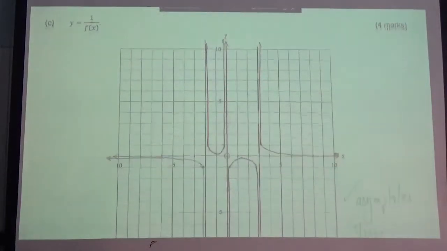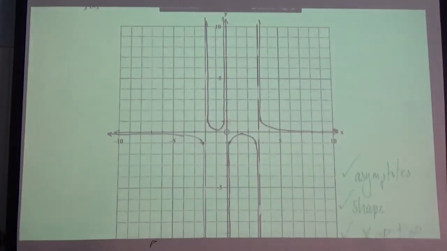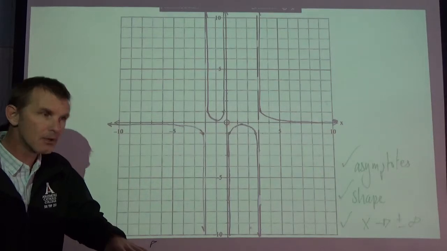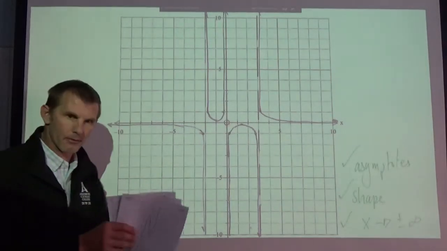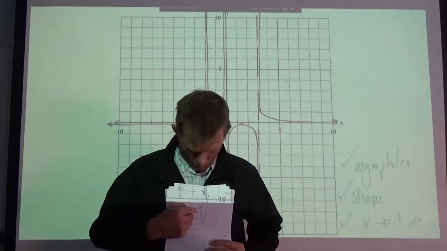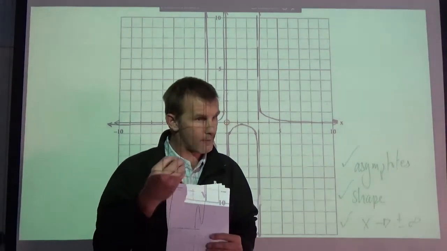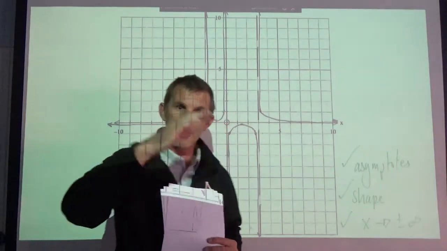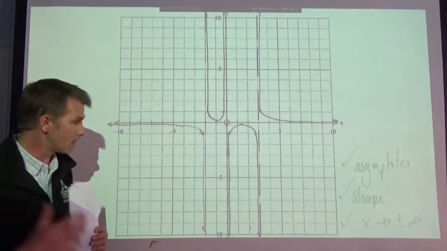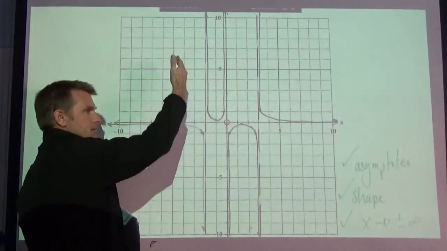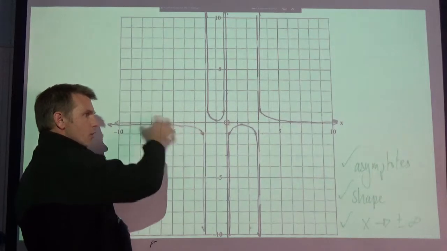Next one. Now, bit more work in this. This is why it's 4 marks, because remember, this is 1 over f of x. So therefore, hold that exactly where it is. Therefore, on this, wherever it crosses the x-axis, that is a y value of 0. So then 1 over 0 is undefined, hence why these all become asymptotes, right? And then just work within each one.